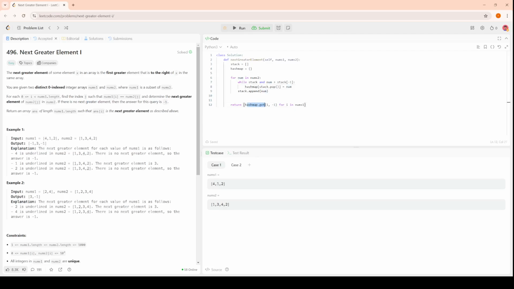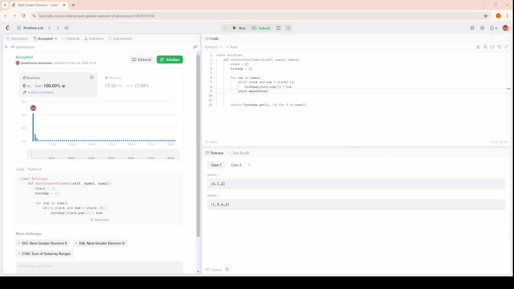And that's what this hashmap.get does. It gets an answer if at any point it had actually met the stack[-1] condition. Otherwise, it returns -1 because there is no next greater. Yep, thank you.